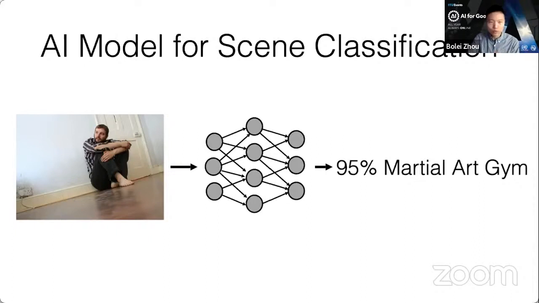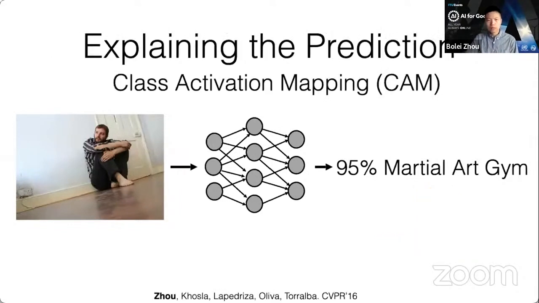We have no idea why this model gives us this prediction. For sure, my friend is not like Bruce Lee, and he doesn't know any kung fu. He's just sitting on the floor. So why does this model give us this prediction? We tried to understand why. That led to our work to provide human interpretations of the prediction. We want to explain this prediction to humans. That is the motivation behind the method we developed, called class activation mapping.